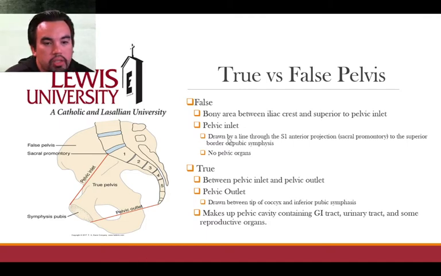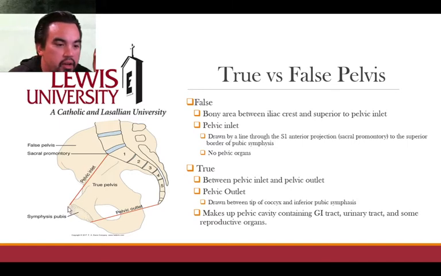We are then brought to what we call the true and the false pelvis. Okay, the false pelvis is this bony area here between the iliac crest on the superior portion and the superior pelvic inlet, which is the line here from the symphysis pubis into the top of the sacrum. Okay.